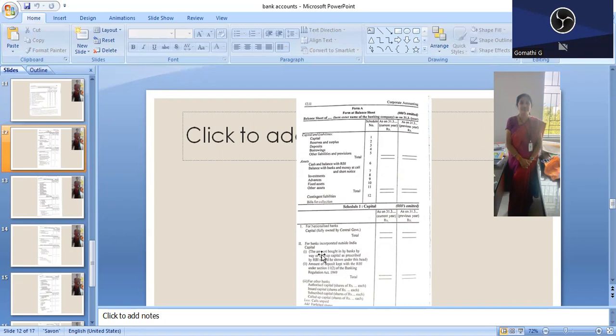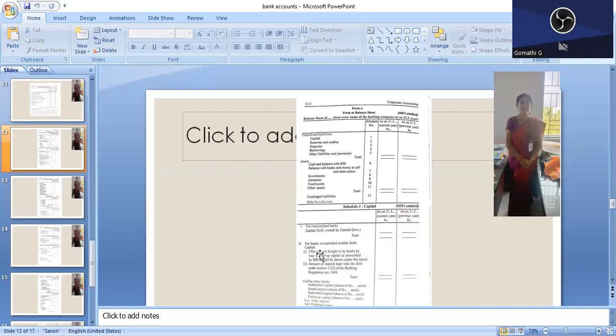Then schedule number 14, other income. Other income: commission, exchange, brokerage, all remuneration, commission on collection, commission, exchange on remittance, transfer, commission on letters of credit, letting out of lockers, guarantee, commission, government business, commission, agencies, etc.